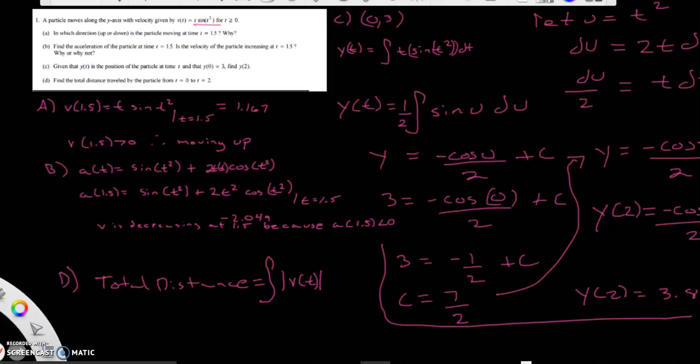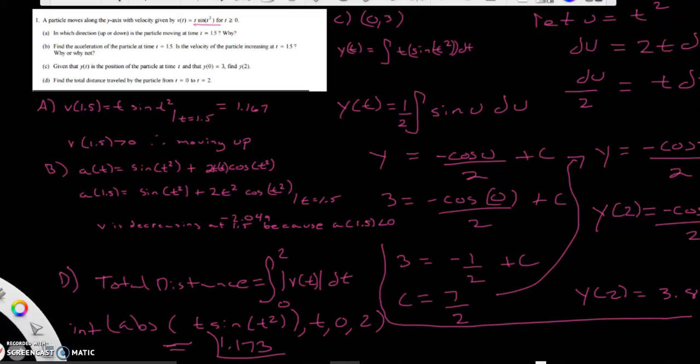So use your calculator, TI-89, use int, absolute, type in the function, t sine t squared, close, close, comma t, comma 0, comma 2, said 0 and 2. When you do this, you're going to get the total distance is approximately 1.173. Actually, I think it was straightforward. I don't think it was approximately. I think it was actually that number, and no, it's approximately.